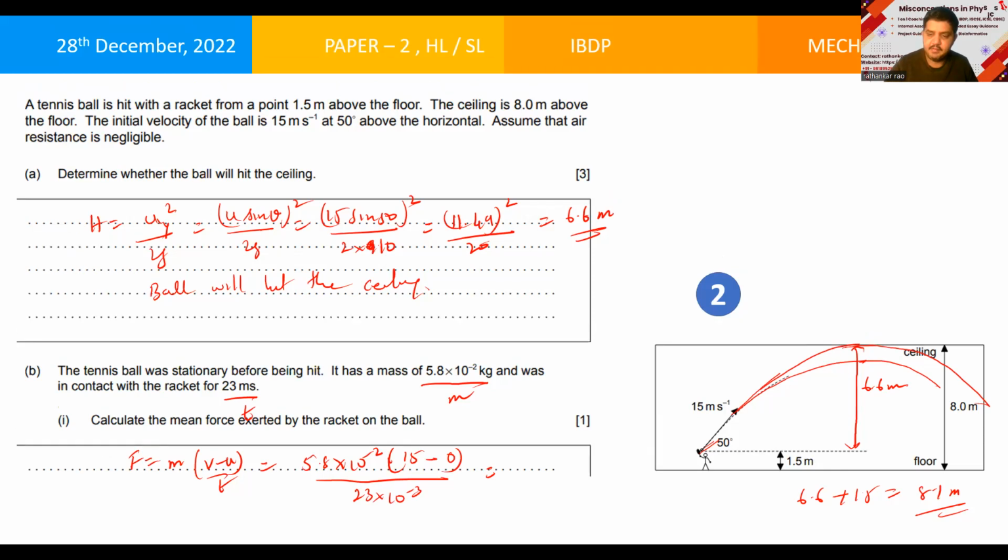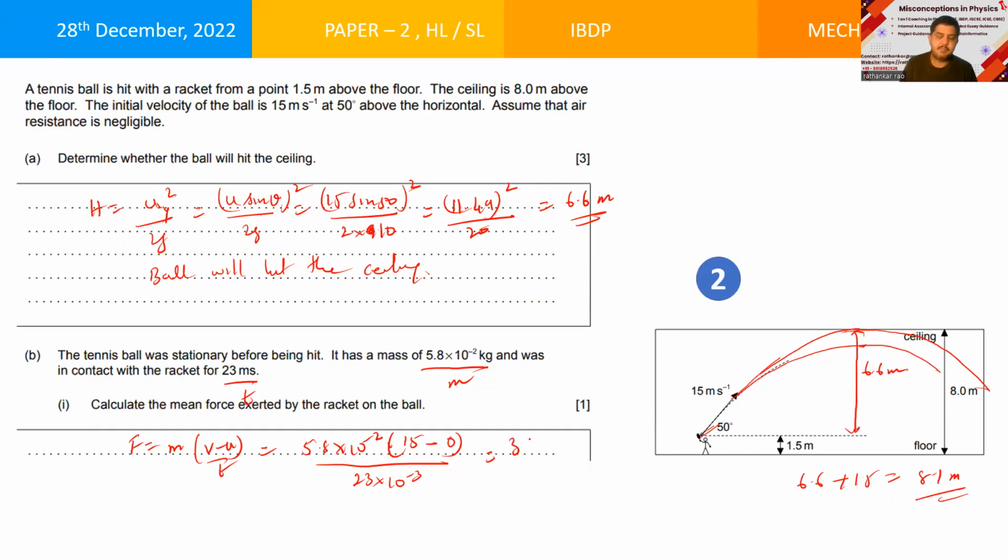So I have 5.8 star 15 divided by 23. I get the answer 3.78. 3.78 into 10 to the power of minus 2, it goes upwards, it's 10 power plus 3 into 10. This should be equal to 37.8 newtons. This should be your answer.